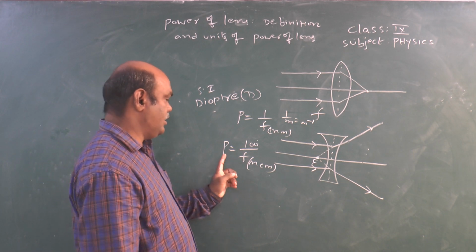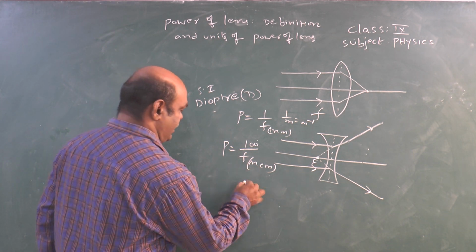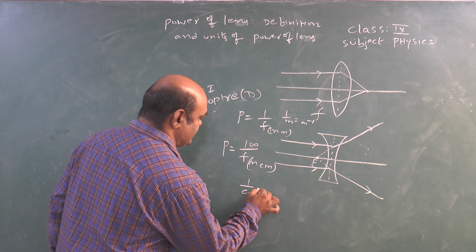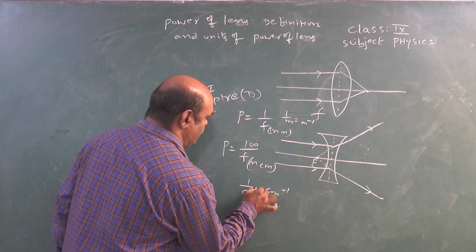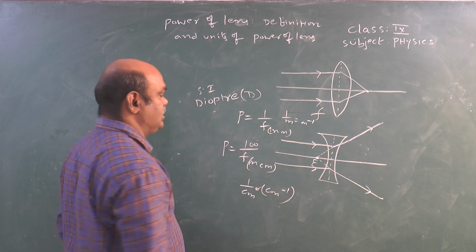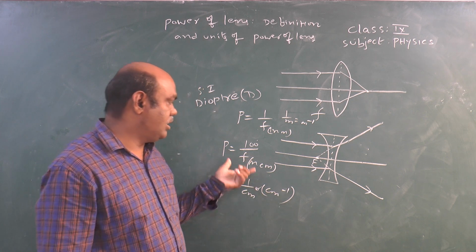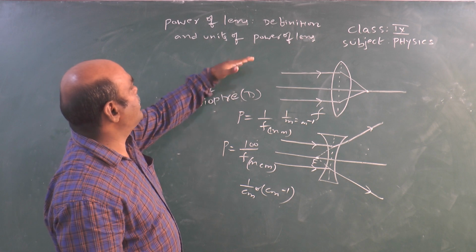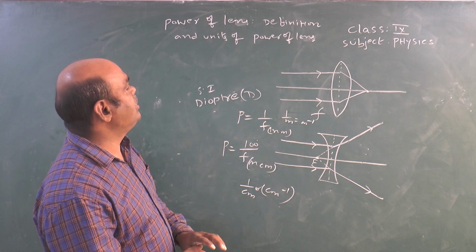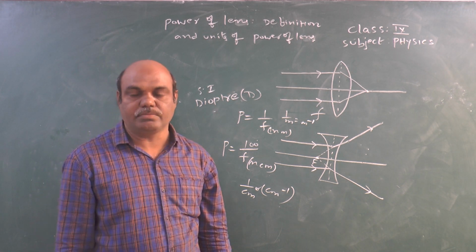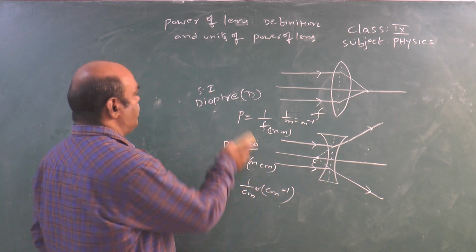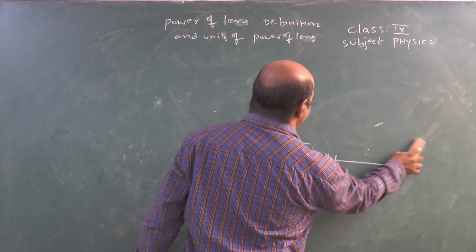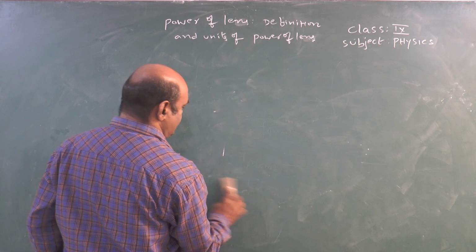Next, here 100 by f in centimeters, so the unit is 1 by centimeter or centimeter inverse. So this is the unit of focal power. This is the complete information regarding the definition and units of the power of a lens. Okay, now based upon these topics, we are going to discuss some bits.